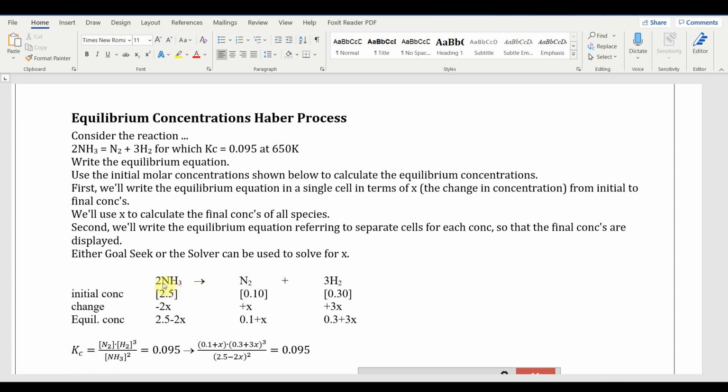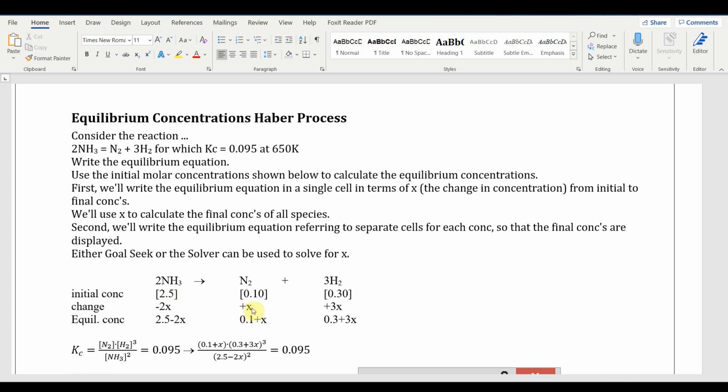But if we give it a large initial concentration of ammonia on the left, we can be assured that the reaction will proceed from left to right. Now we don't know how much of the ammonia will dissociate, but for every mole of ammonia initially present, we can say that X moles of it dissociates. And since we start with 2 moles of ammonia, we can say 2X moles of it dissociate. We write the change in concentration as minus 2X, and therefore the equilibrium concentration would be the initial concentration 2.5 minus 2X.